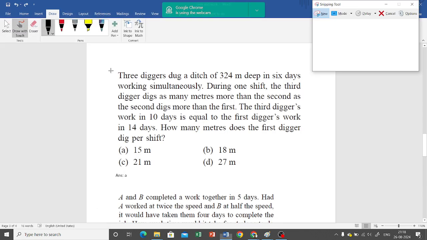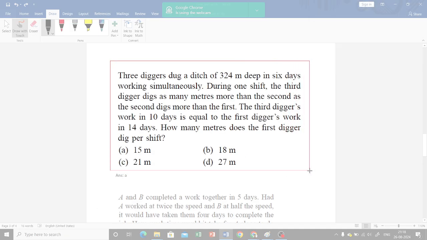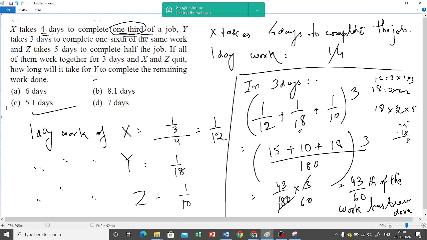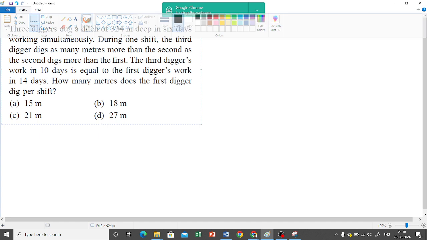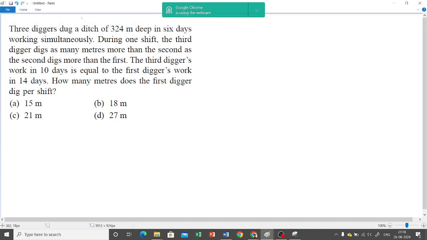Let's do this sum. This is a very different type of sum. Try to do it.